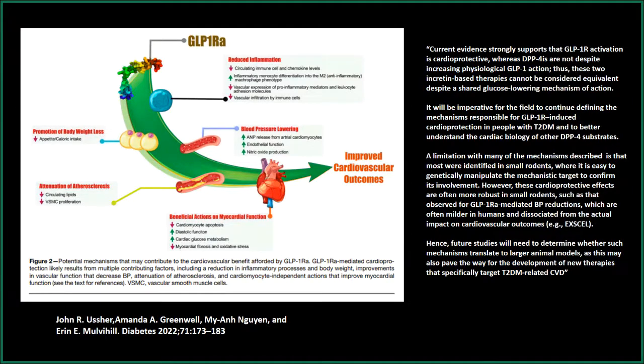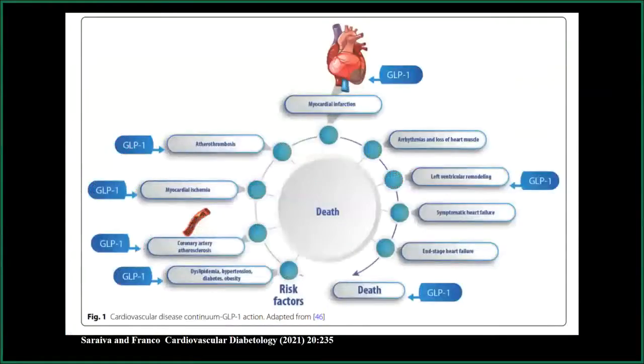One of the limitations of many of these mechanisms is that they are mostly identified in small rodents, where it is easy to manipulate. You can knock out one or the other and then try to study them. But we really still need to know in humans exactly what happens and how we can understand it better, because not everyone benefits, and there is still a large number of people who will suffer bad outcomes with diabetes and obesity. So understanding these mechanisms will open ways for newer approaches to addressing this particular problem.